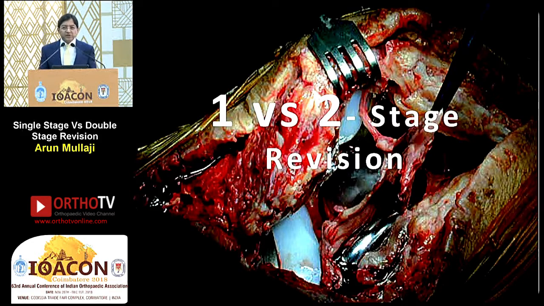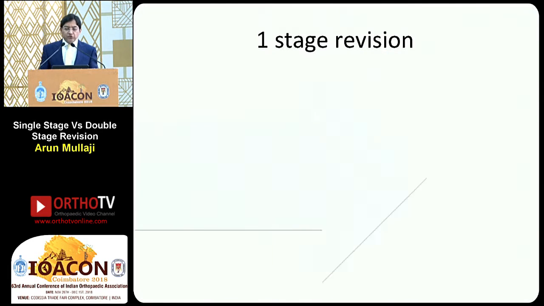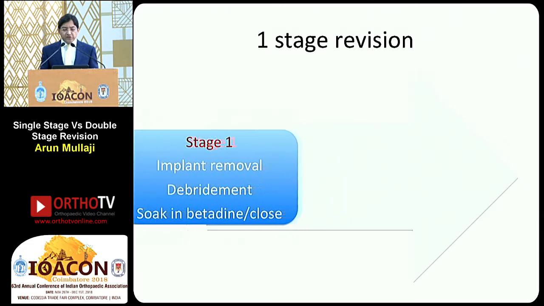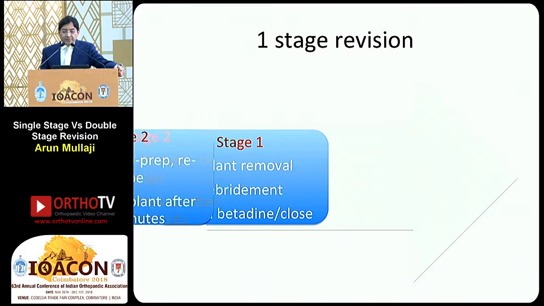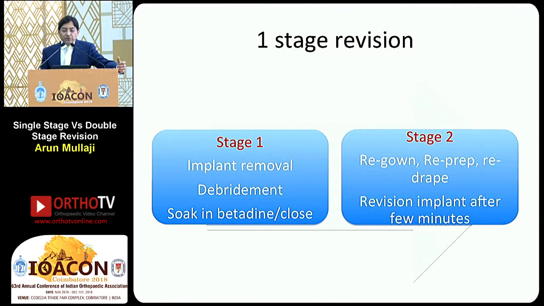So that brings us to 1 versus 2 stage revisions for infection. So in the first stage, in the 1-stage revision, you first remove the implant, do a thorough debridement, and then soak the knee in betadine and temporarily close the skin. You then re-gown, re-prep, re-drape, and then come back and put in a revision implant within a few minutes.